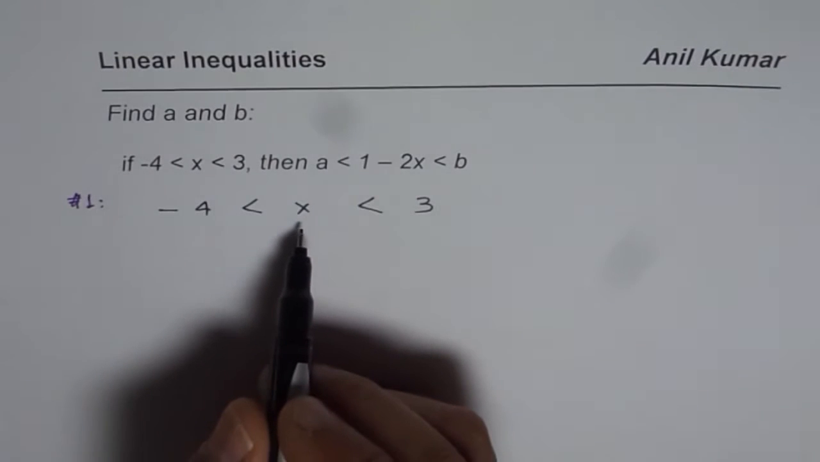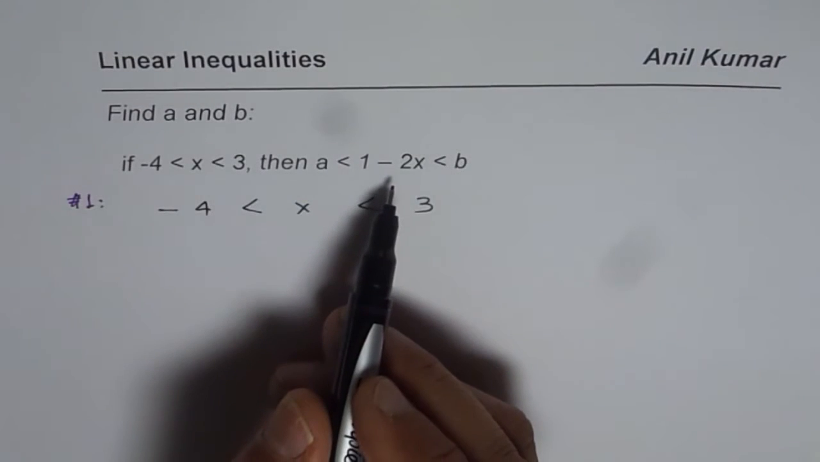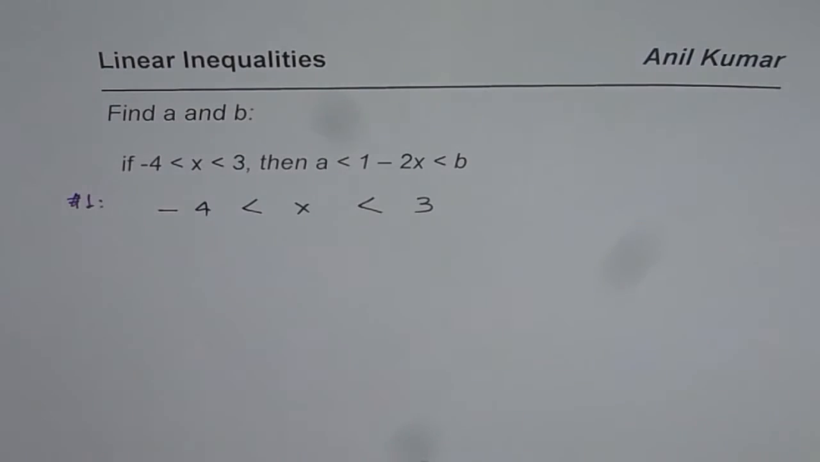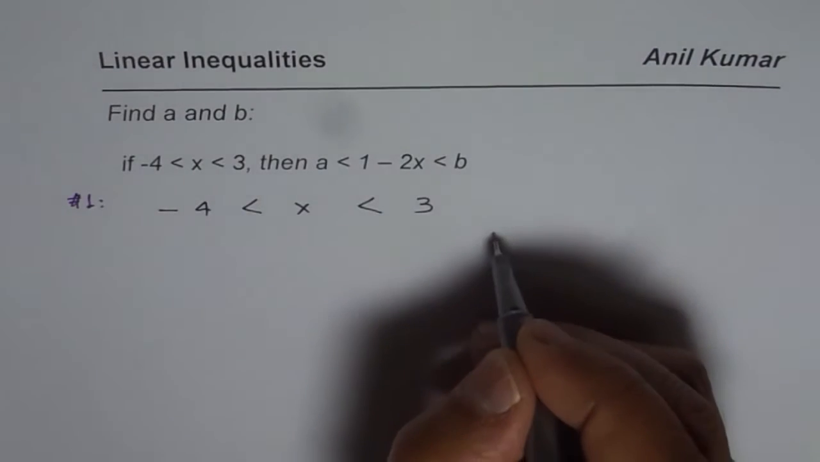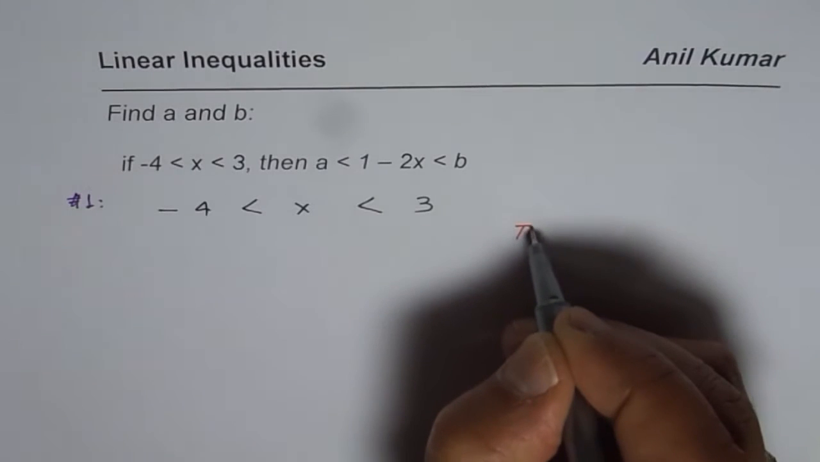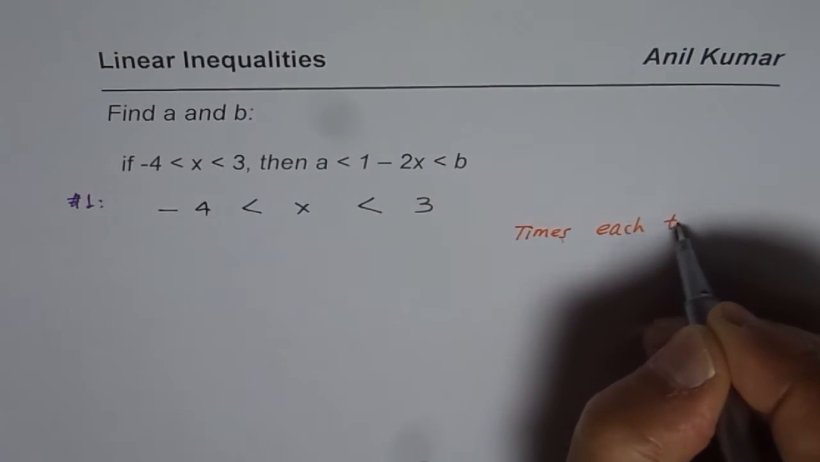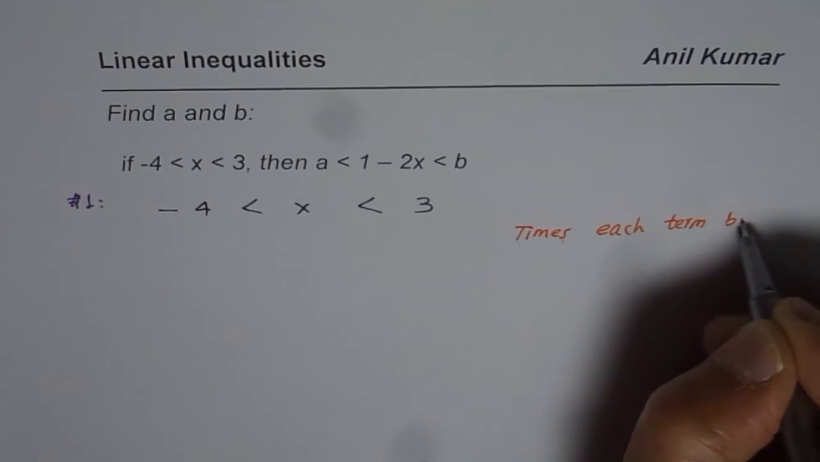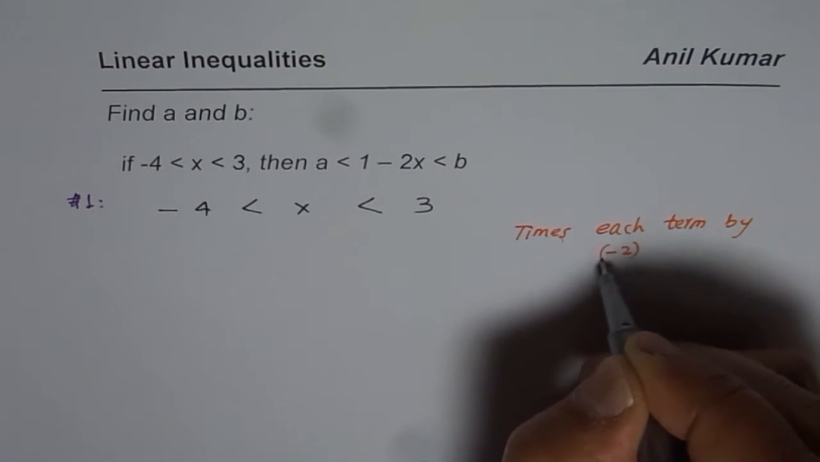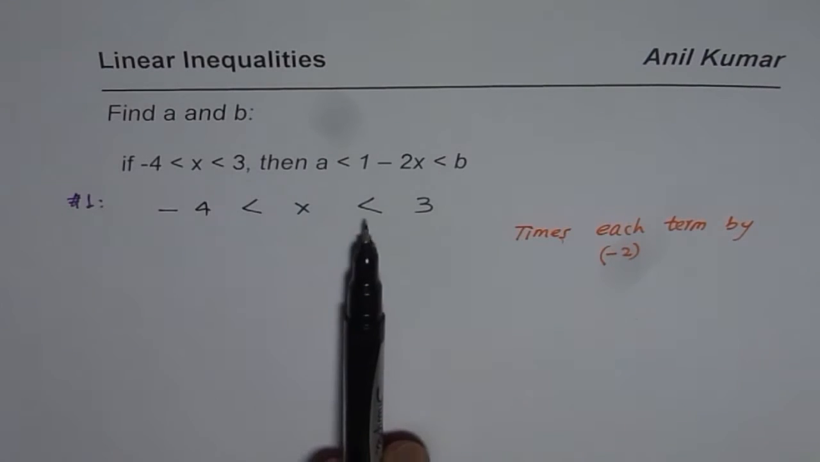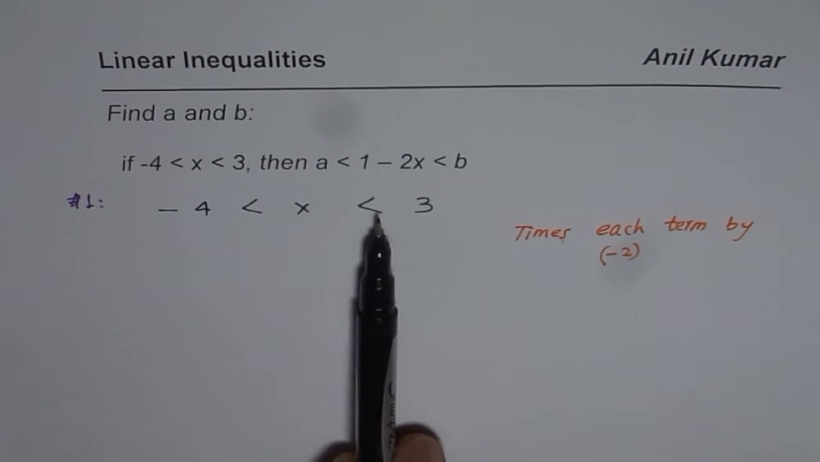So what we can do is multiply by minus 2. If I multiply everything by minus 2, what I'm doing here is multiplying each term by minus 2. When we multiply each term by minus 2, the sign also reverses, right?